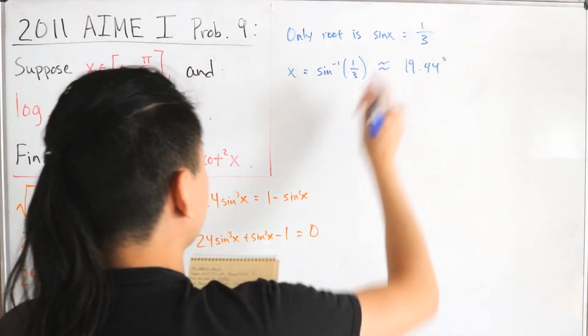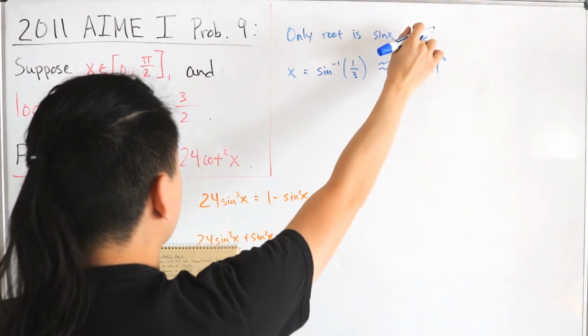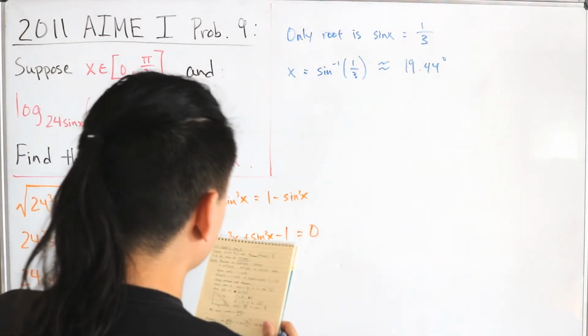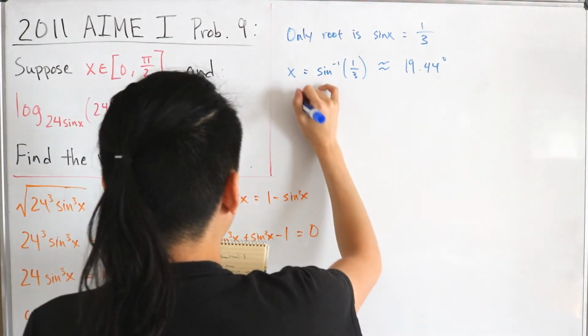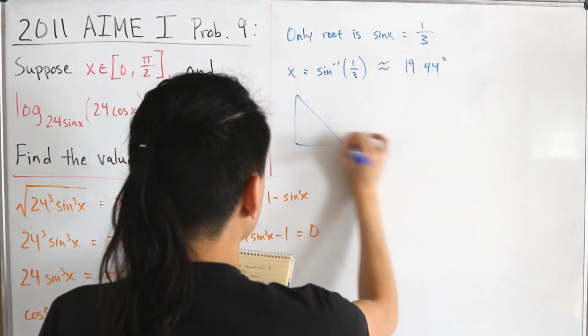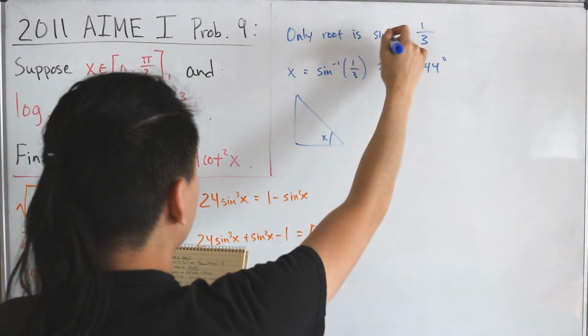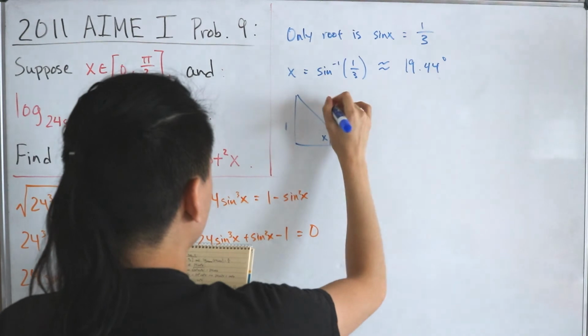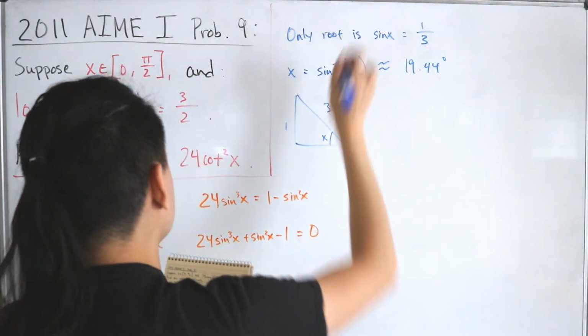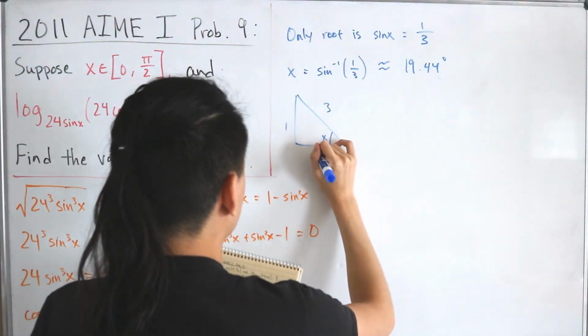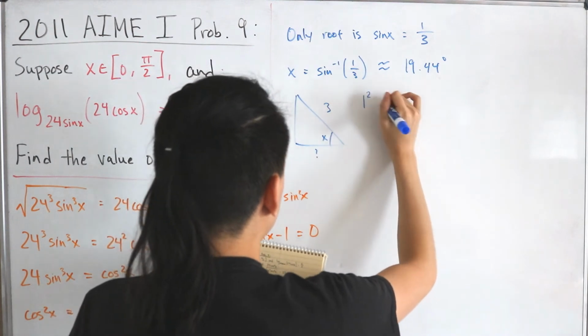So how do we proceed from here? Sine of x equals 1 over 3 is our root. What do we do here? Well, we can actually just apply the Pythagorean theorem. So suppose that sine of x is 1 over 3. So we have 1 here, 3 here, because it's opposite over hypotenuse. So we want to find the unknown. So we just, again, apply the Pythagorean theorem.